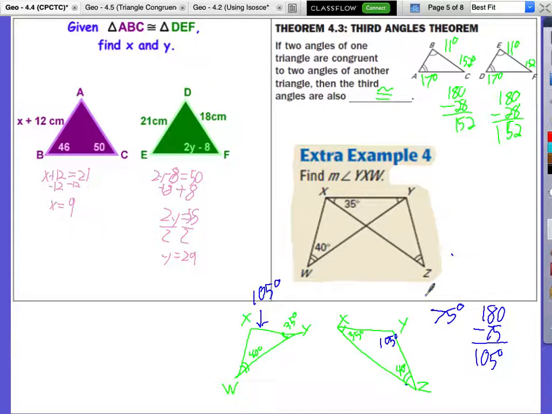Why do we know what angle we're doing? Because it says it up here. YXW. So we can name angles by 3 points, if we recall. And the middle point is the vertex. So X is the vertex, and it goes in the direction of Y and W. So the only one that goes in the direction of Y and W, starting and meeting at X, is right here. So we're talking about this whole angle there in the blue. Does that make sense? Okay. Any other questions on this one?